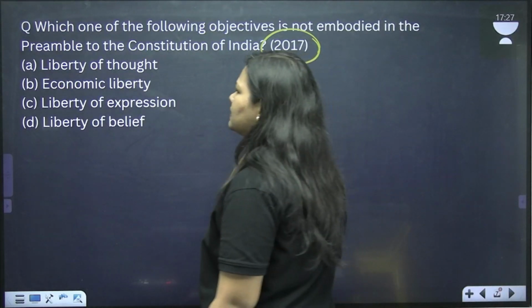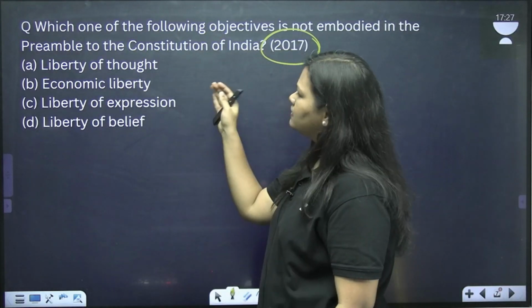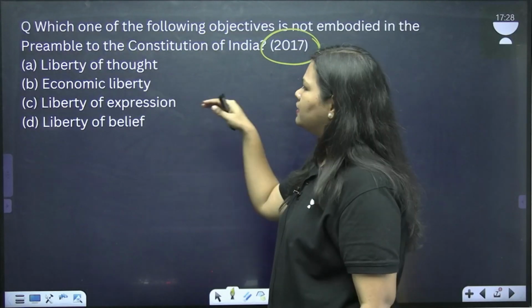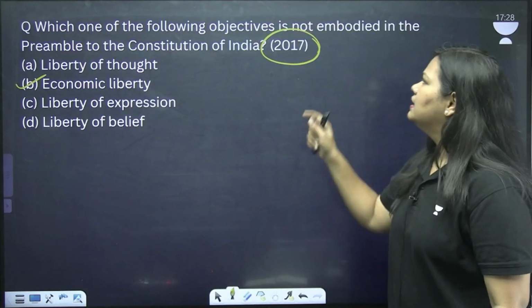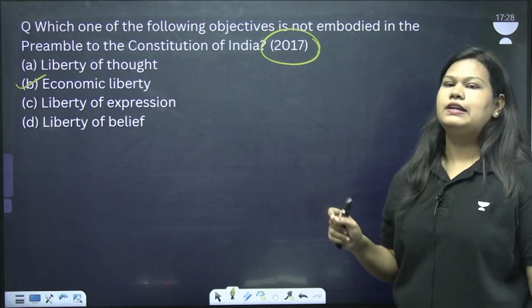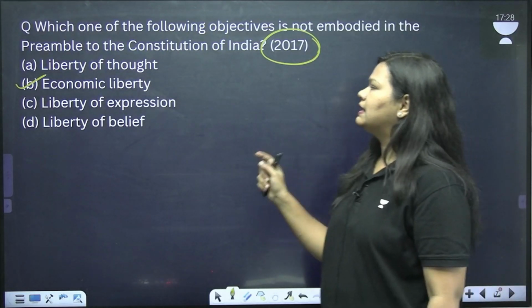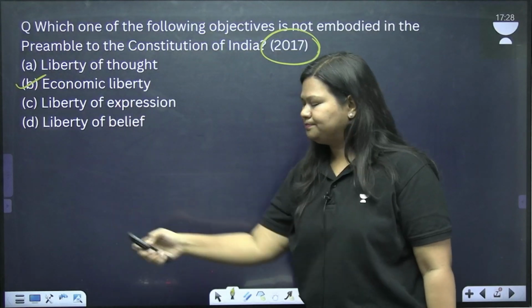So the Indian Constitution has given us liberty of thought, it has given us liberty of expression, it has given us liberty of belief. It has not mentioned economic liberty, and that is why it is not embodied in the preamble of the Constitution. So the correct answer to this one is B.